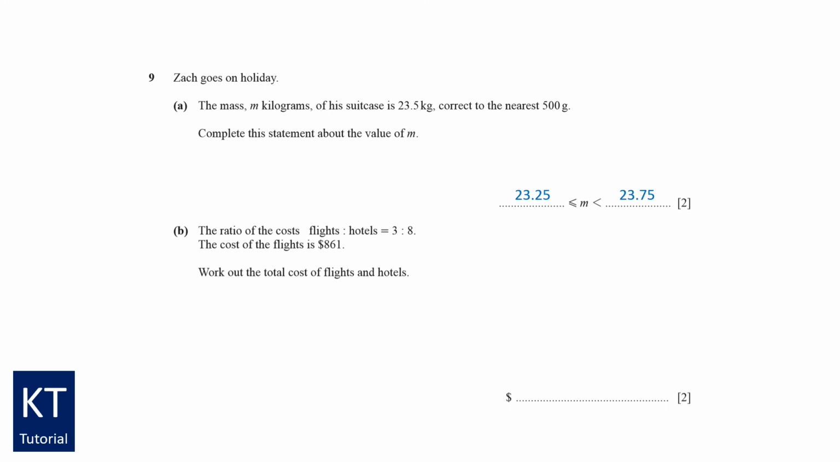Next, the ratio of costs for flights and hotels is 3 to 8. The cost of the flights is $861. Work out the total cost of flights and hotels. The total cost is $3,157.